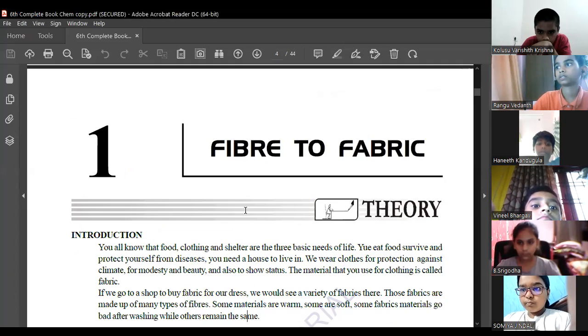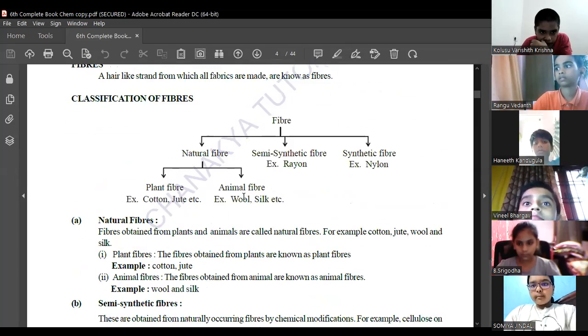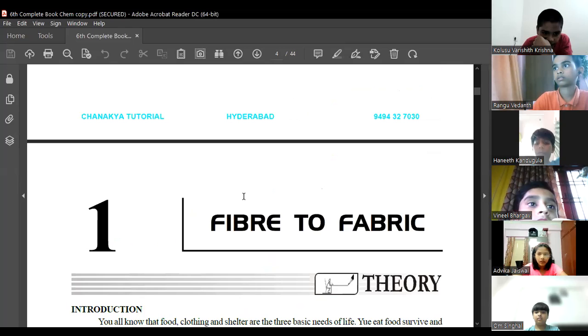So you already studied the topic fiber to fabric, right? So you already did the introduction part also. Yes, sir. So this is the book from the Chanakya tutorial actually. So today onwards we'll study from this book itself.